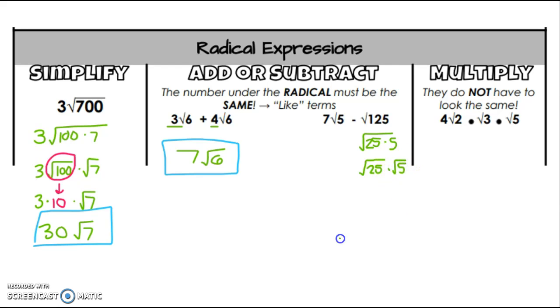And I'm going to go ahead and copy down the rest of the problem. I had 7 square roots of 5 up here and a subtraction sign. And now I'm going to simplify anything that works out nicely. The square root of 25 becomes 5. And I'm going to copy down the rest of the problem that I didn't change.